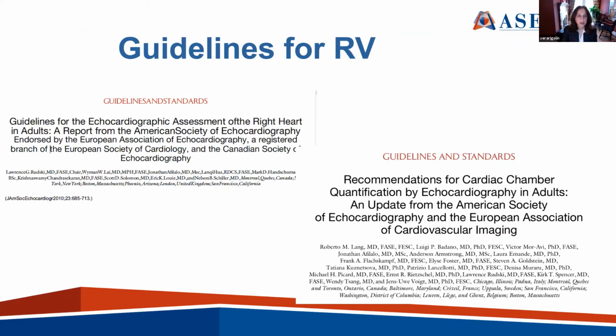There are 2 sets of guidelines that I want to draw your attention to. The first was published in 2010, and it was specifically dedicated to imaging of the right heart in adults. The updated guidelines for chamber quantification published by ASE in 2015 is a comprehensive document including all of the cardiac chambers, including the right ventricle. And there are some changes between these 2 guidelines, so I am going to be referring to the most updated guidelines, which was published in 2015, the chamber quantification guidelines.